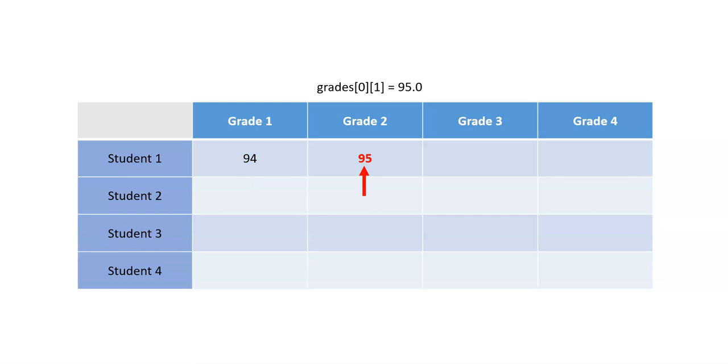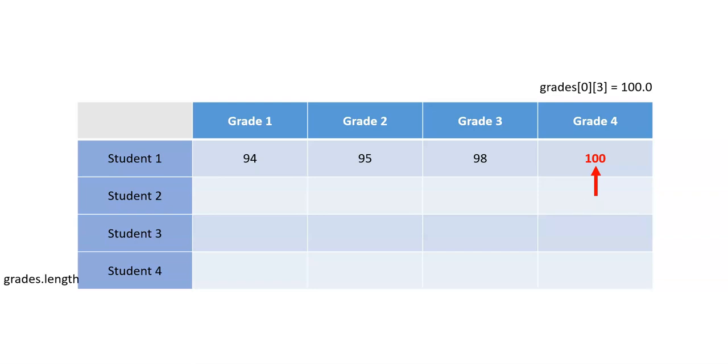We would then assign the next cell 95, and then continue on and so forth until we got to the end of that particular row and hit the upper end of the bound for the length of the first row. We can determine that by typing grades sub 0 dot length, which will give us the length of the first row at that index position 0.